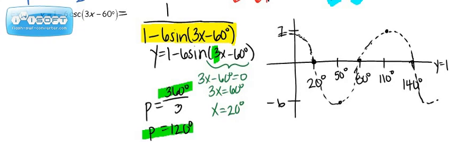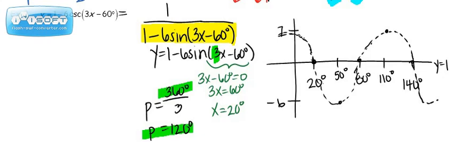So what I want you to do is pause the video and sketch y equals 1 minus 6 sine of 3x minus 60. So this is using all the information that we've been doing for the past week. So unpause the video once you have this graph sketched. Okay, so by now you should have graphed the sine function.